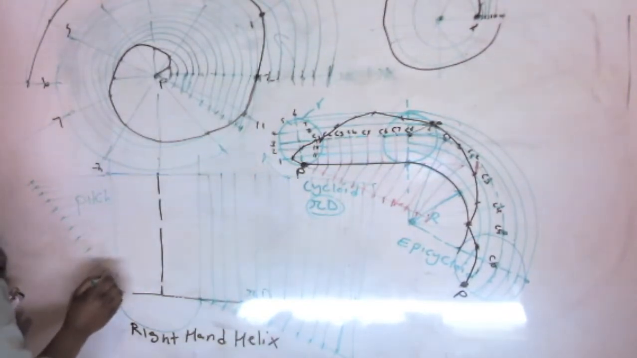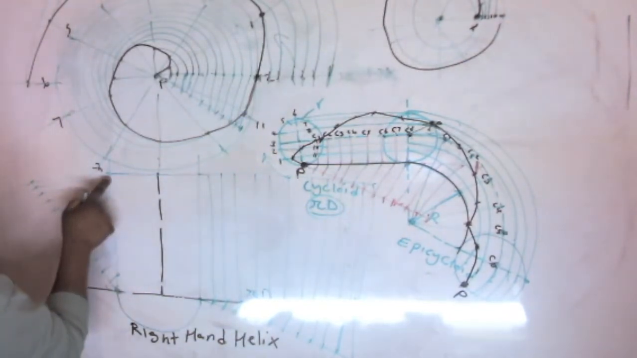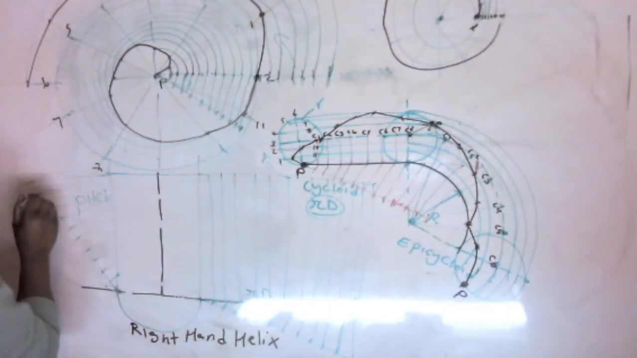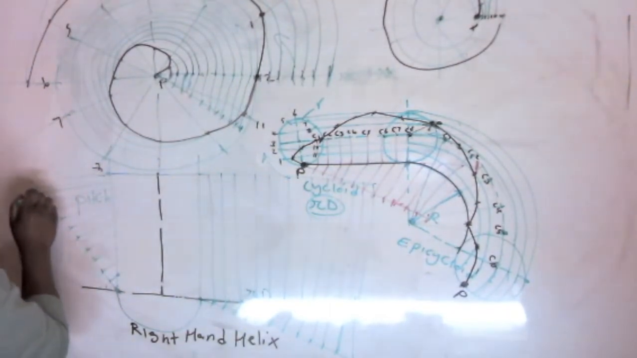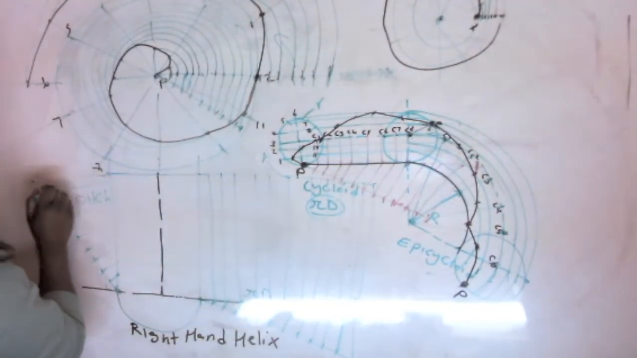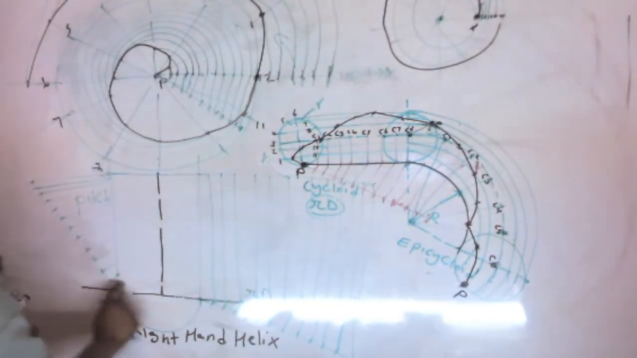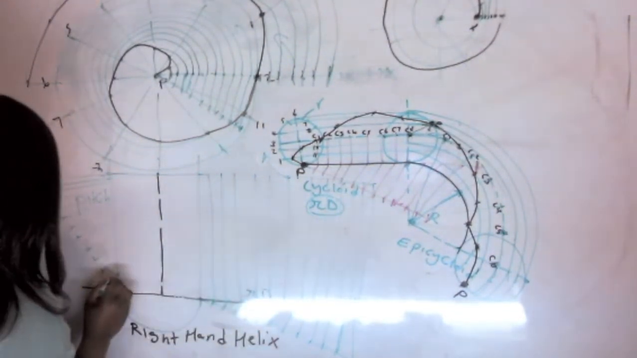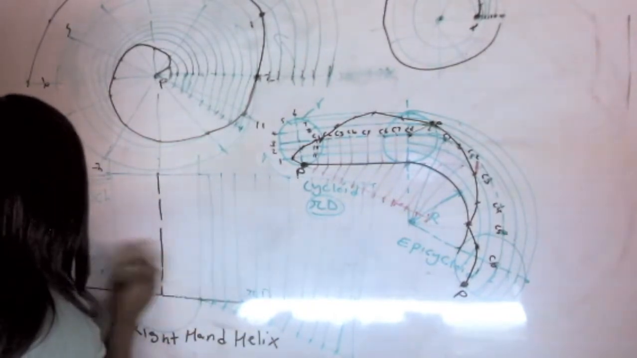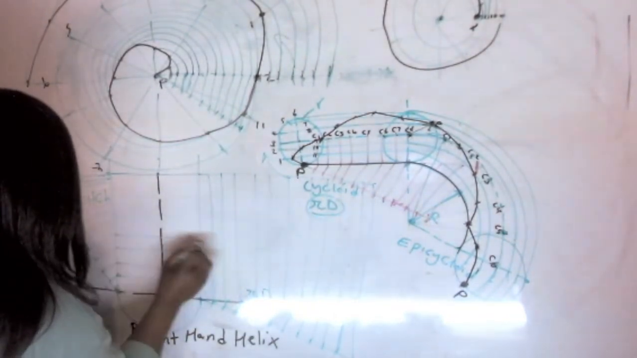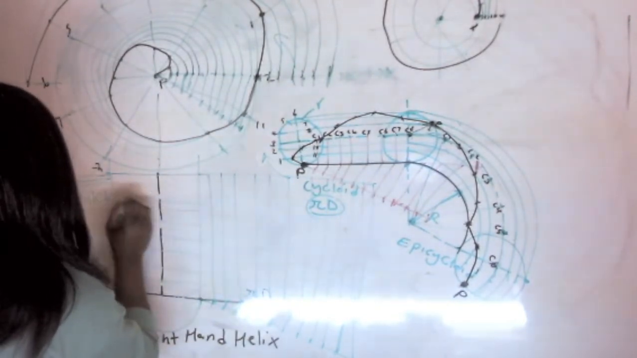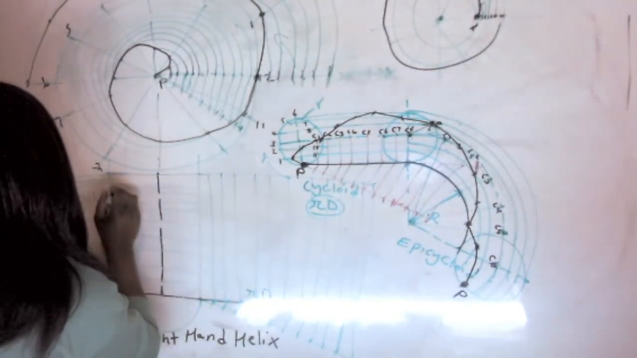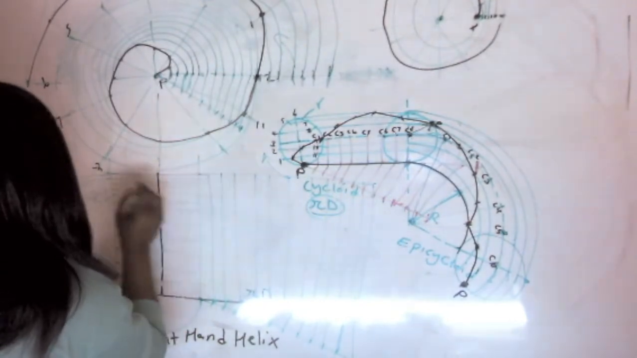Then, I think I'll try to remove one. Let's take out this one. Yeah. 1, 2, 3, 4, 5, 6, 7, 8, 9, 10, 11, 12. Okay? 12. Then these divisions, take them this side horizontally. Obviously, they are equally spaced. You take them that way. We are saying 12 divisions.